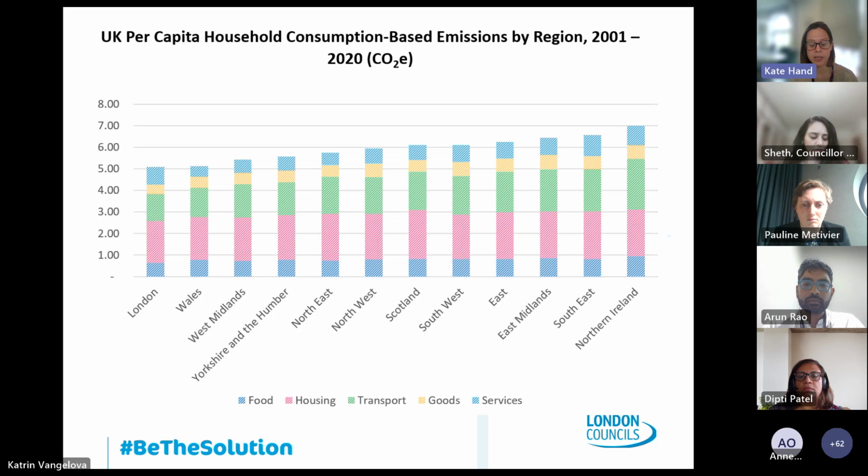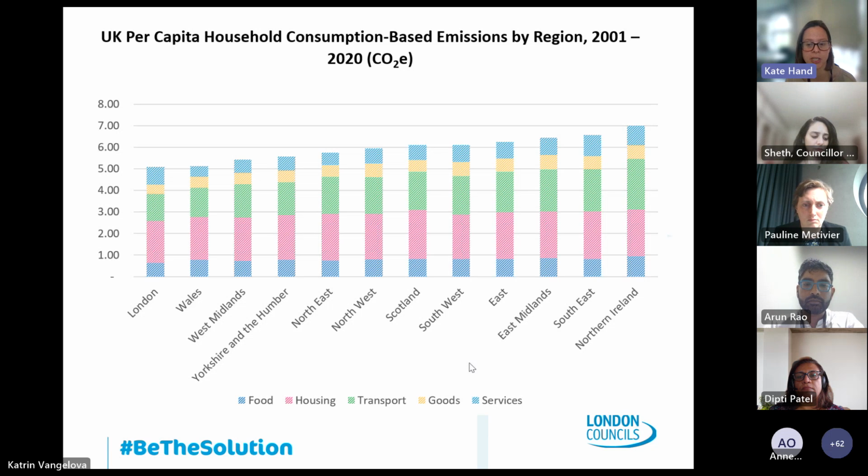It is worth noting that in 2001, London had about average consumption-based emissions for the UK regions. So we've actually seen the steepest decline amongst the regions to reach that kind of positive bottom spot in 2020.